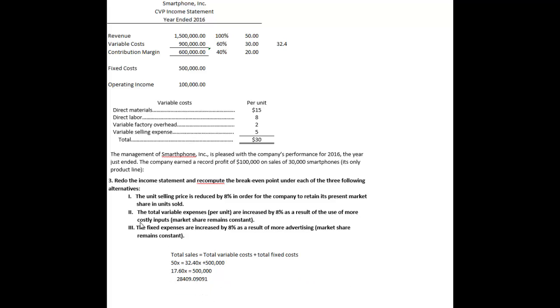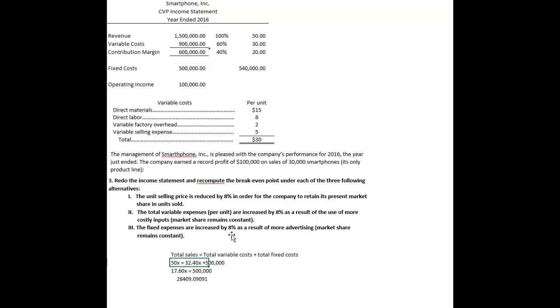And the last alternative says, we're not going to mess with revenue, we're not going to mess with variable costs. Our fixed costs are actually going to go up because we're going to advertise a little bit more, and our market share is going to remain constant. You might think, why would I want to do that? Well, the alternative is my market share decreases if I don't spend that advertising expense. So they want to see what's going to happen if my fixed costs go up by 8%. So it's going to go from 500,000 to 108% of that amount, which is 540,000.